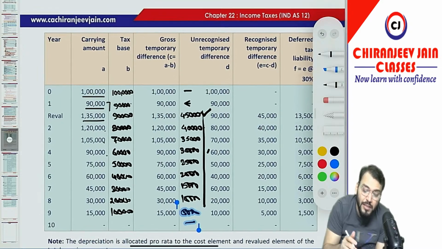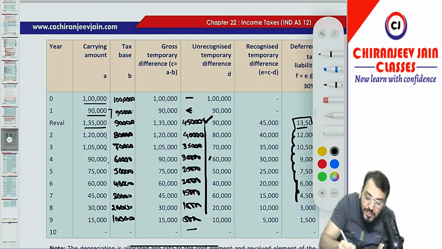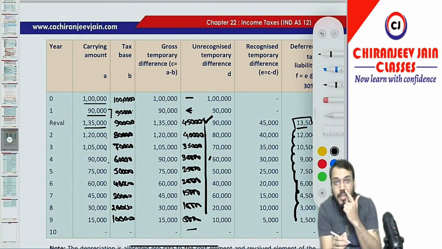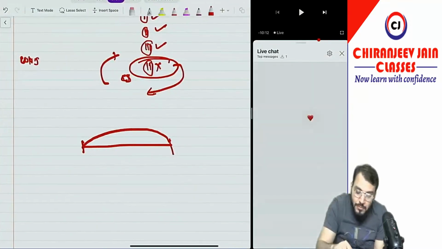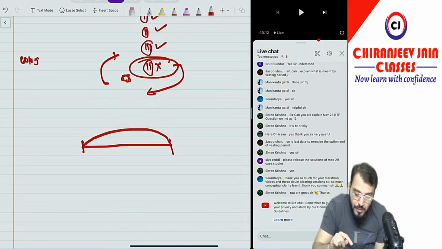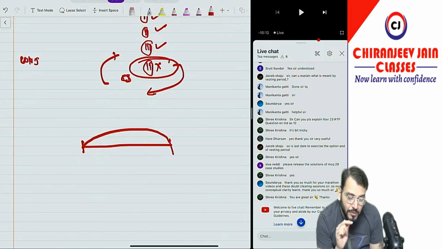So what you create, means this creation will be through OCI. Then reversal, this is going to be reversed. Whatever is being reversed, that will be through PL. This is the concept. Have you understood the concept? Have you understood now? Tell me. Is your doubt over or not? Whose doubt? Sri Krishna.